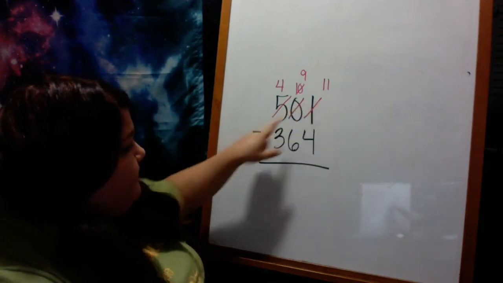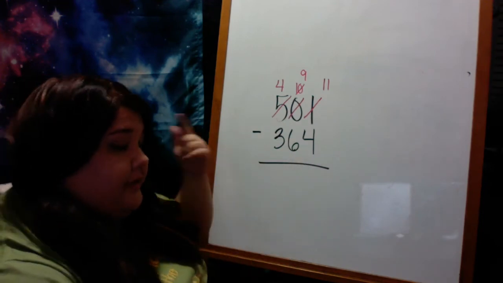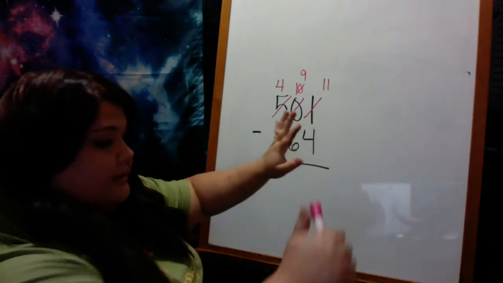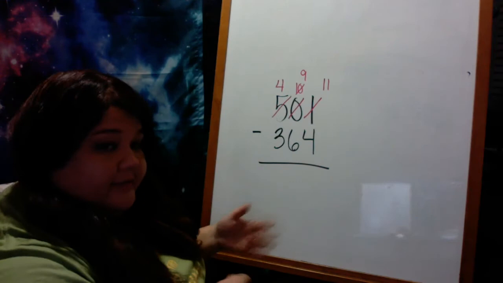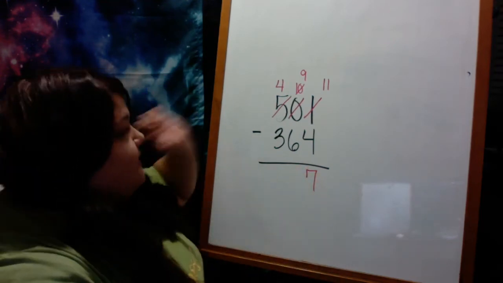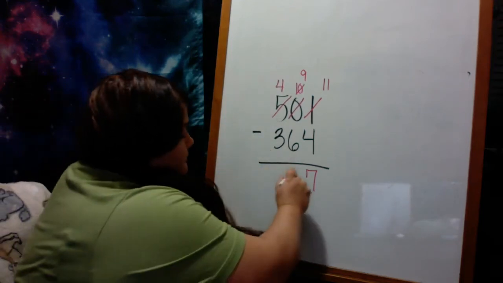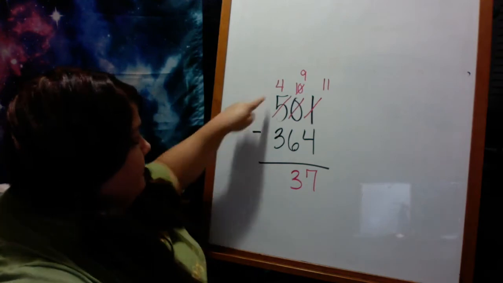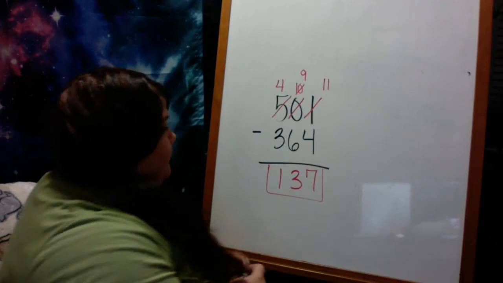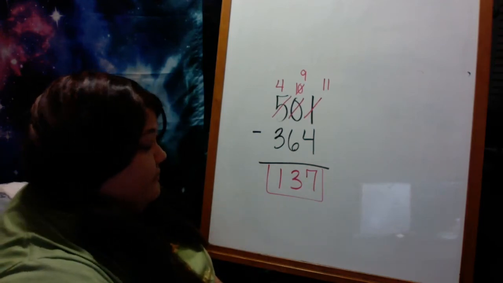Now I have 11 minus 4. Well, I can start with 4 in my head and count up: 4, 5, 6, 7, 8, 9, 10, 11. So I had to count up 7. So 11 minus 4 equals 7. Next I have 9 minus 6, which equals 3. And then I have 4 minus 3, which equals 1. So 501 minus 364 equals 137, I think.